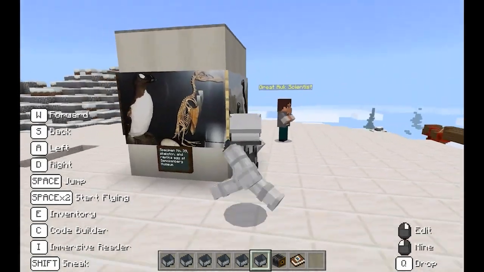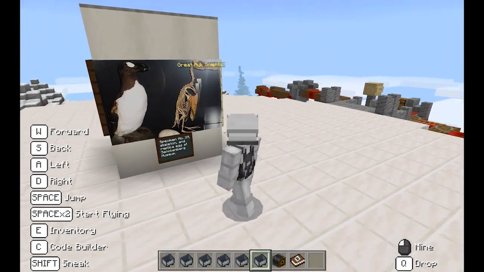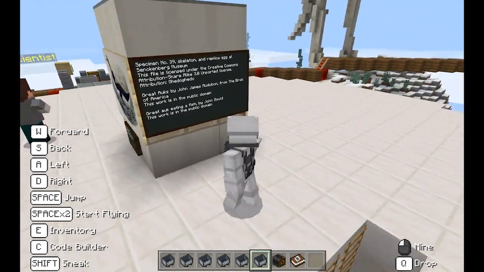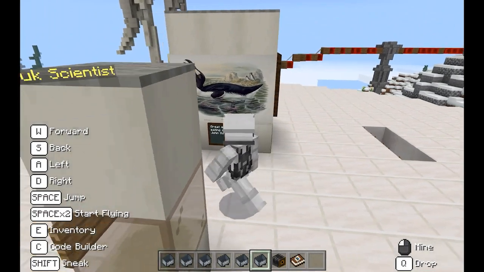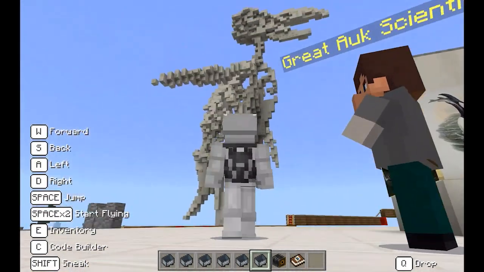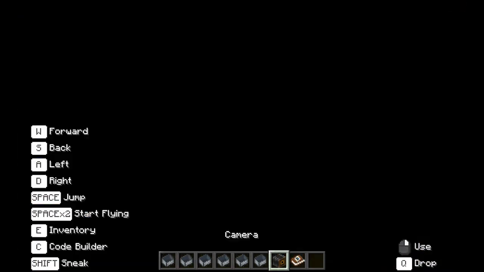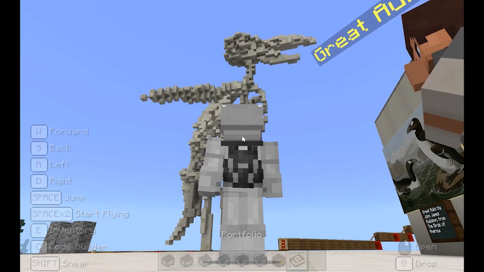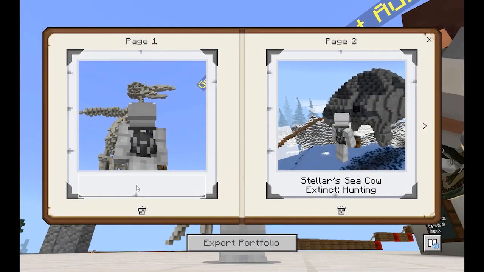Great auks. There's a skeleton of one. There's one eating a fish by an artist. Alright, let's get a good picture of the great auk. Put it in our portfolio. Great auk. And it went extinct because of hunting again.